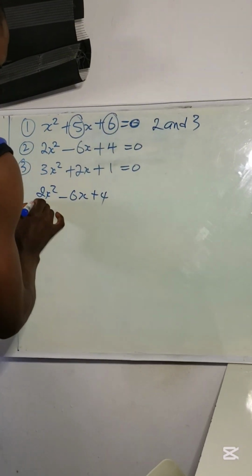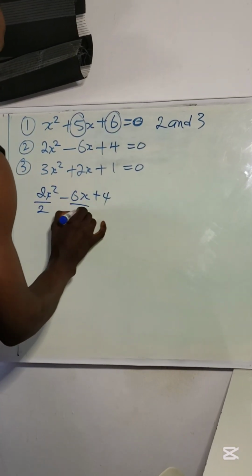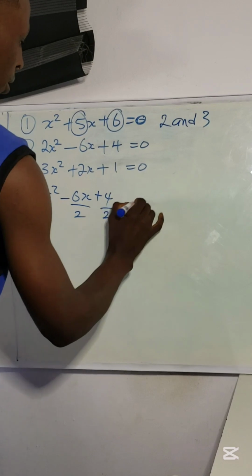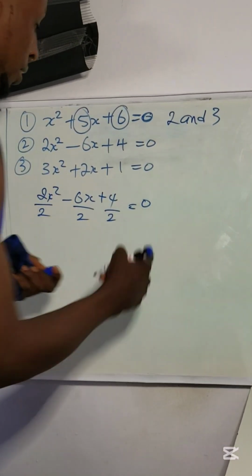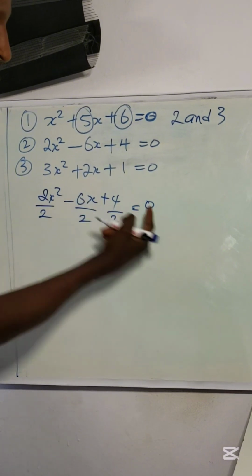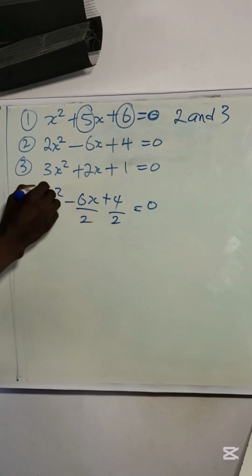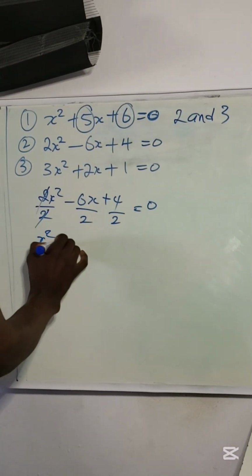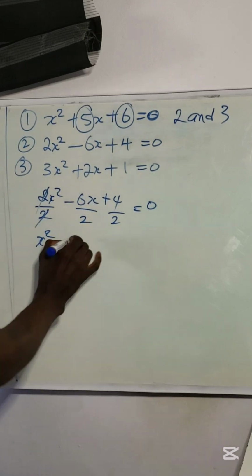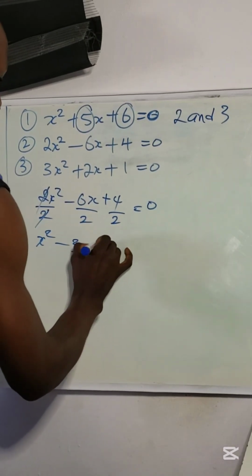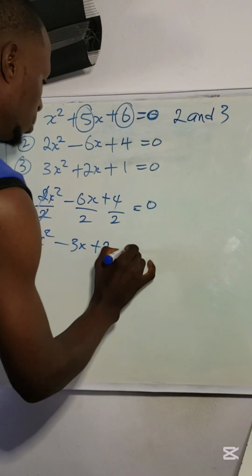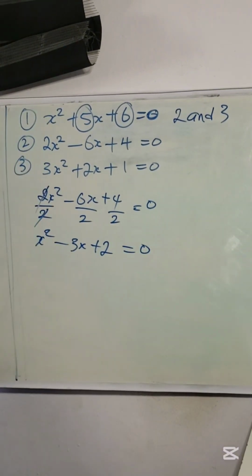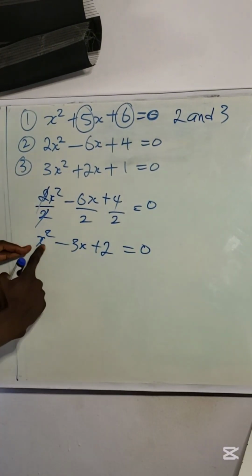We are going to divide each term by 2 and divide the right side by 2 as well, which equals 0. If you divide 0 by 2, of course, you're going to have 0, so there is no need of dividing this by 2. So we'll have x squared minus 6 divided by 2, that is 3x, plus 4 divided by 2 is 2, equals 0. Now you can see that the coefficient of x squared is unity.